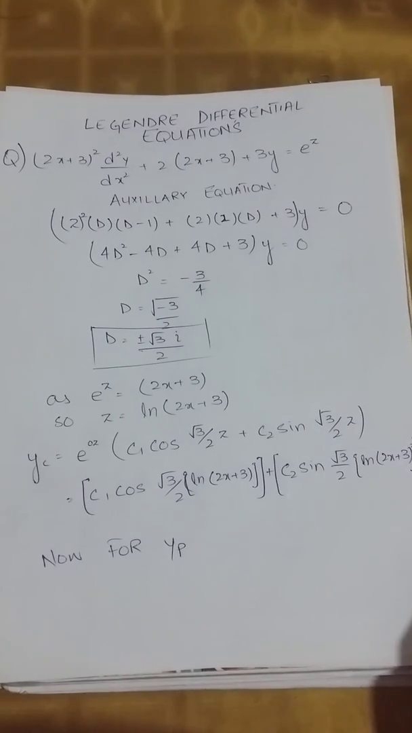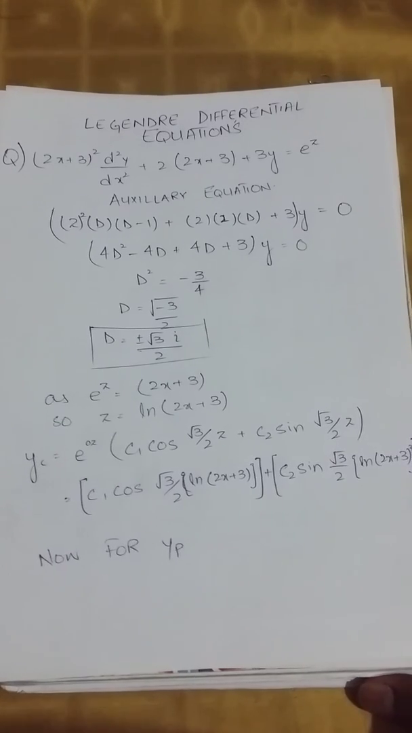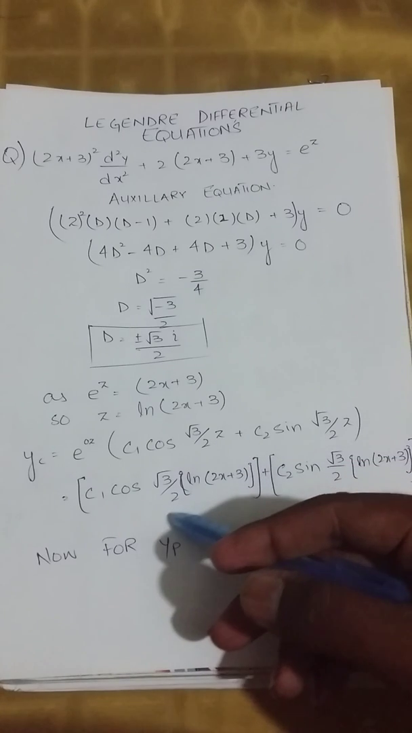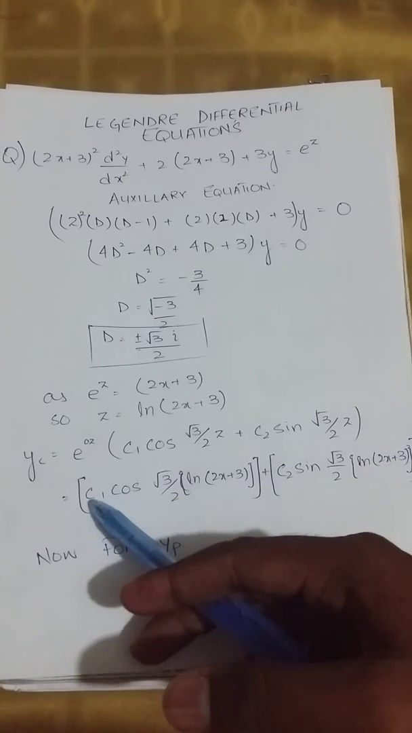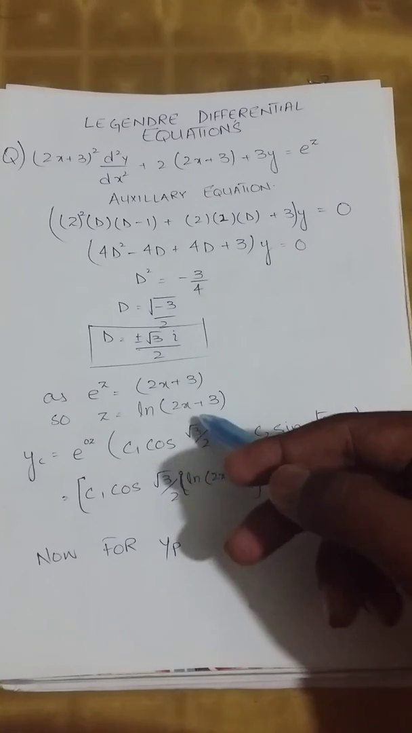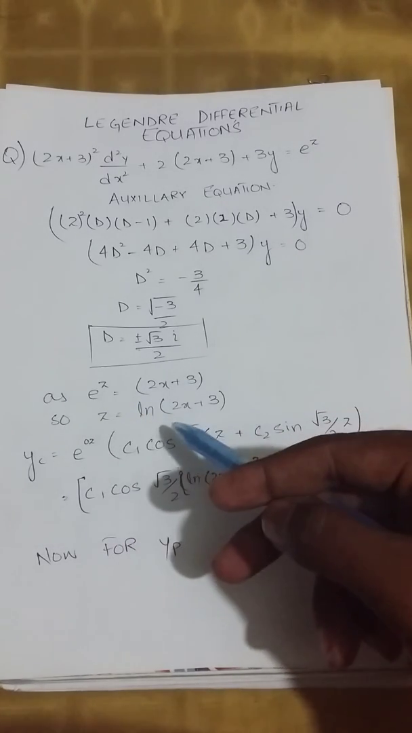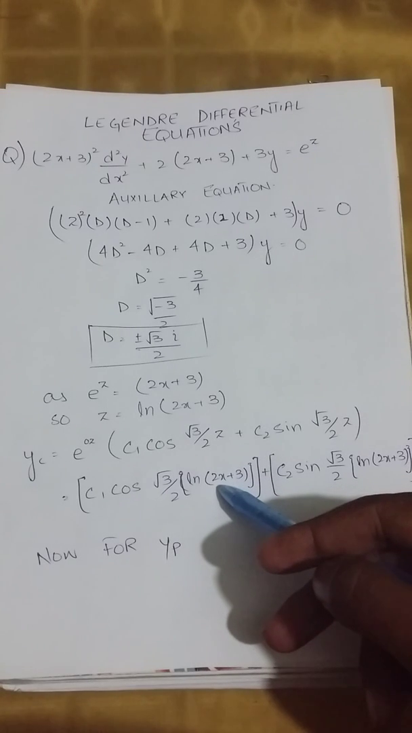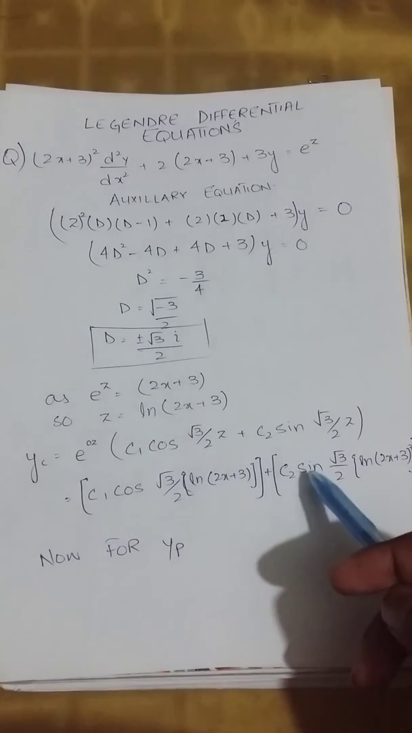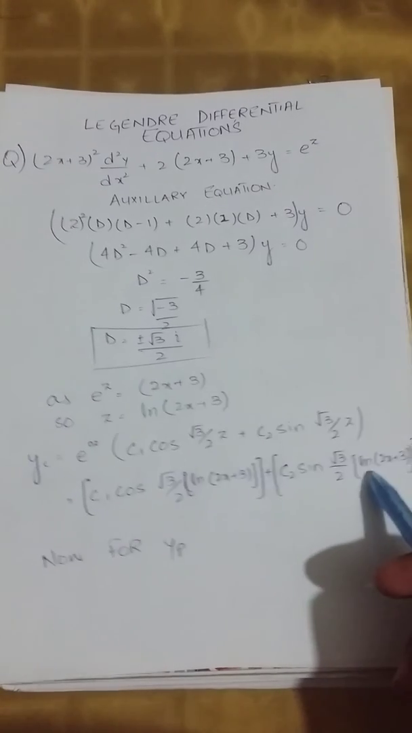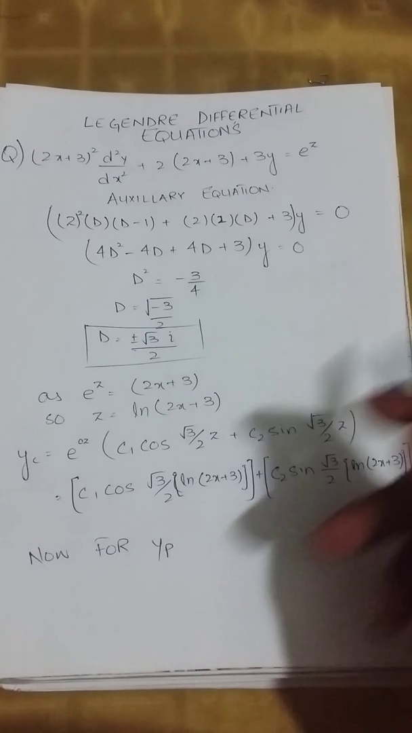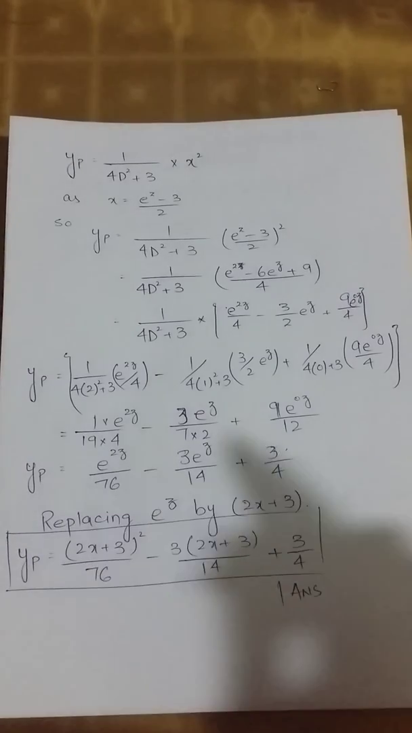Let's realign the papers, sorry for that. Yes, now we're going to substitute the value of z into this equation, which will become c1 cos(√3/2 ln(2x+3)), where z = ln(2x+3). We have substituted the value of z: ln(2x+3) plus c2 sin(√3/2 ln(2x+3)). Okay, so we have established here the value of yc. So now we're going to find yp.